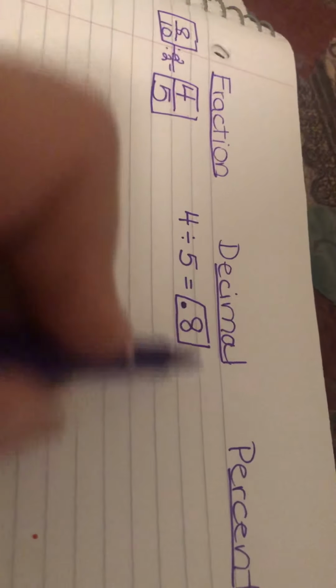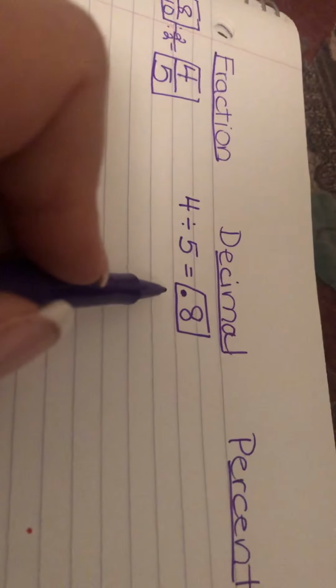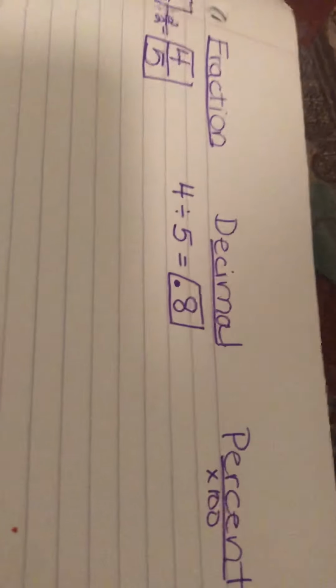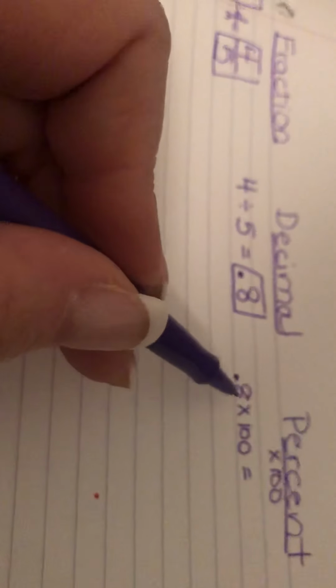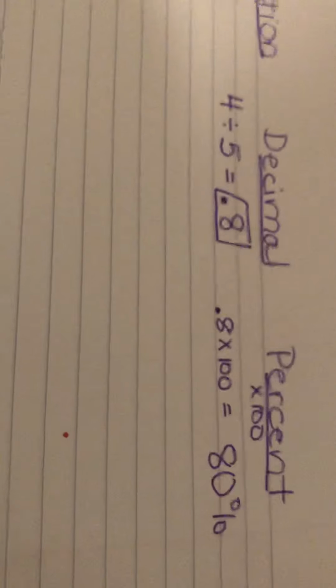Now, to change a decimal to a percent, we multiply by 100. So to get the percent, we multiply the decimal by 100. So I'm going to multiply 0.8 times 100. And what happens is that when you multiply by 100, that moves your decimal spot 2 spots to the right. So what is left over is 80, and then we're going to put our percent sign.